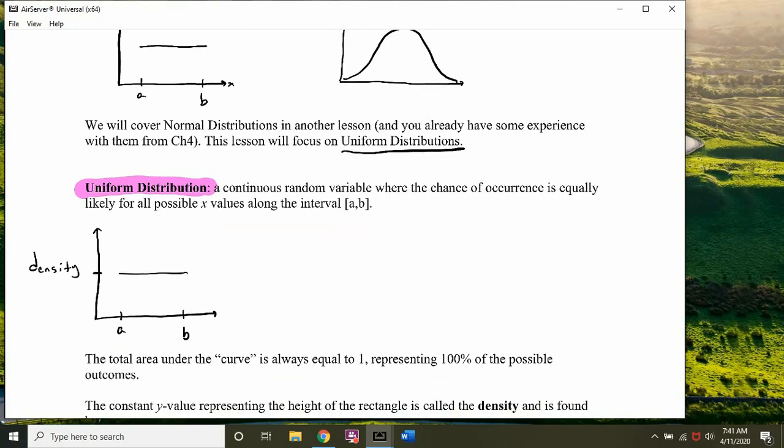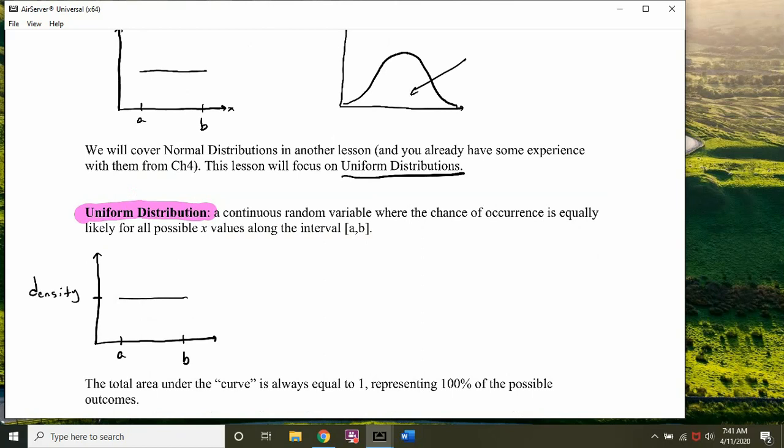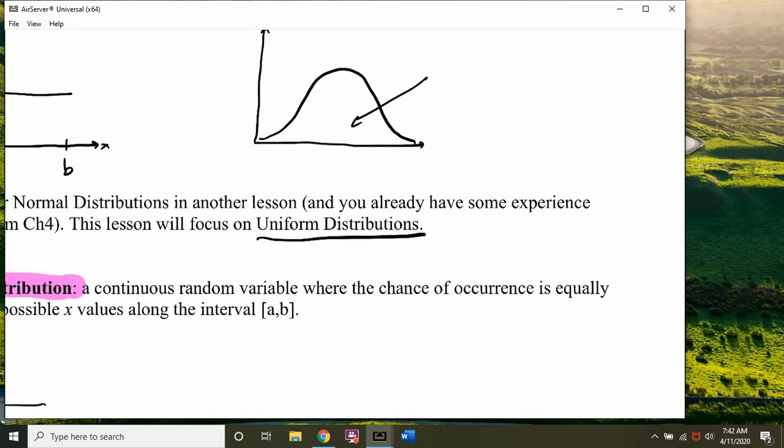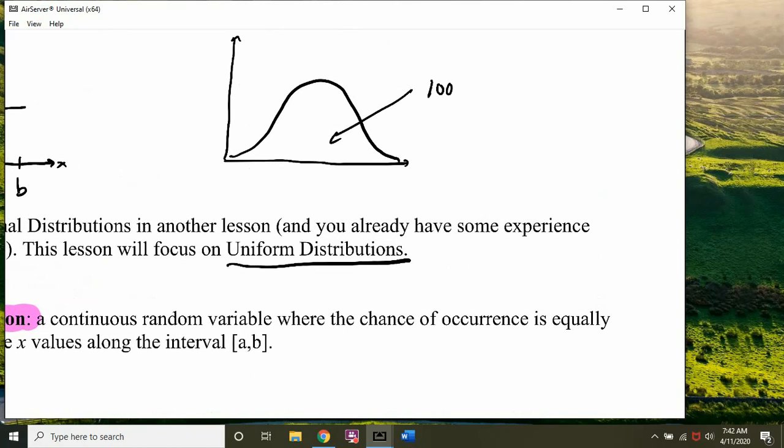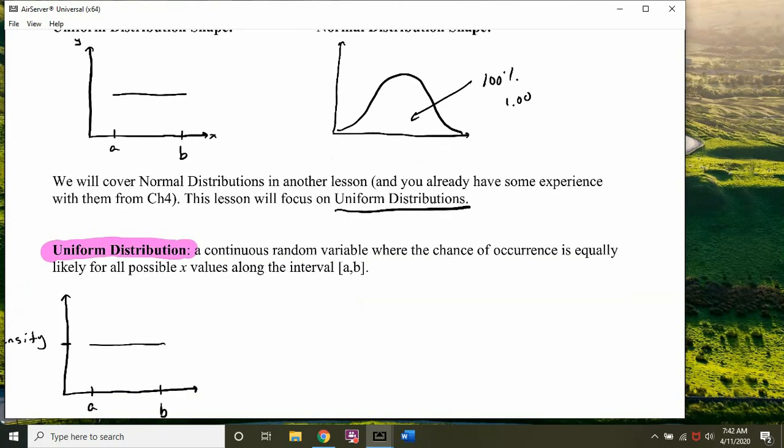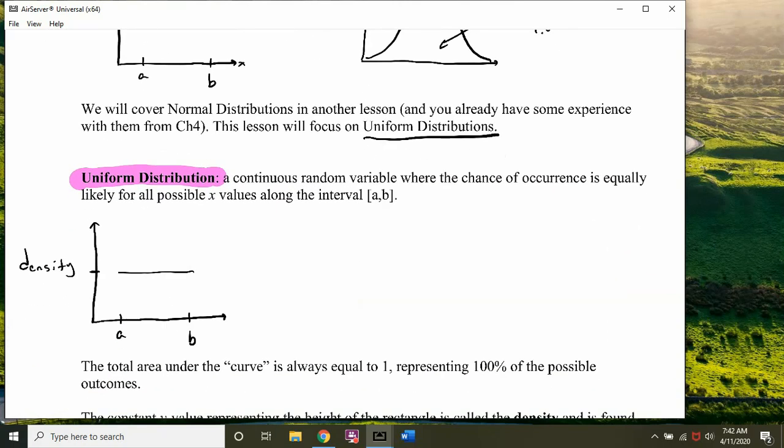Well, the idea is this, just like with a normal distribution curve, the area under the curve gives us the percentage of data that lie within regions of the curve, okay? So the total area under the normal distribution curve is 100%, or adds up to 1.00. Same thing is going to be true with the area under the density curve here for the uniform distribution. Okay, and it's going to be true really for any sort of curve that models the percentage of data. The area is always going to be equal to 1, representing 100% of the possible outcomes.